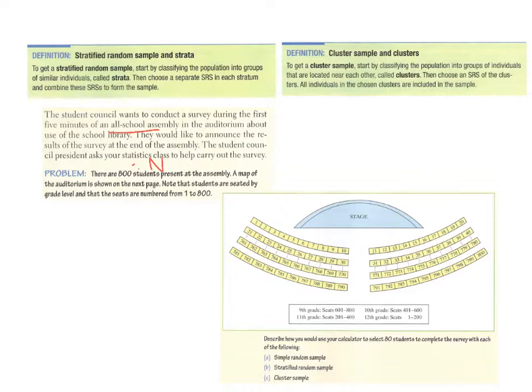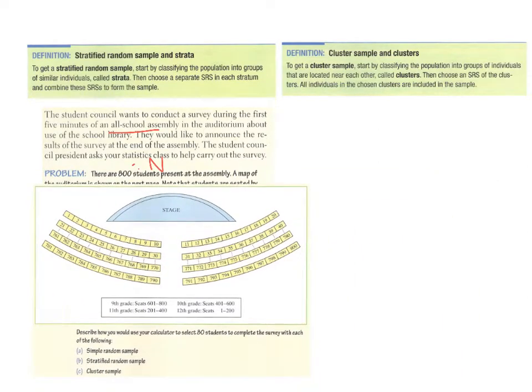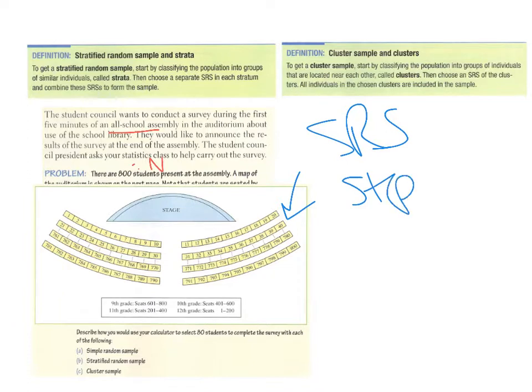Okay, so our problem here is to describe how we would use our calculator to select 80 students to complete the survey with each of the following. So if we're doing this with a simple random sample, let's start with A there. We're going to try to do a complete SRS. So if I want an SRS of this entire assembly, remember there are 2 steps to everything. First of all, I need to number everything. Well, everything is numbered for us because we have seat numbers. Okay, so I did step 1, which is to label everything or give everything a number. And step 2 would be to randomize it.